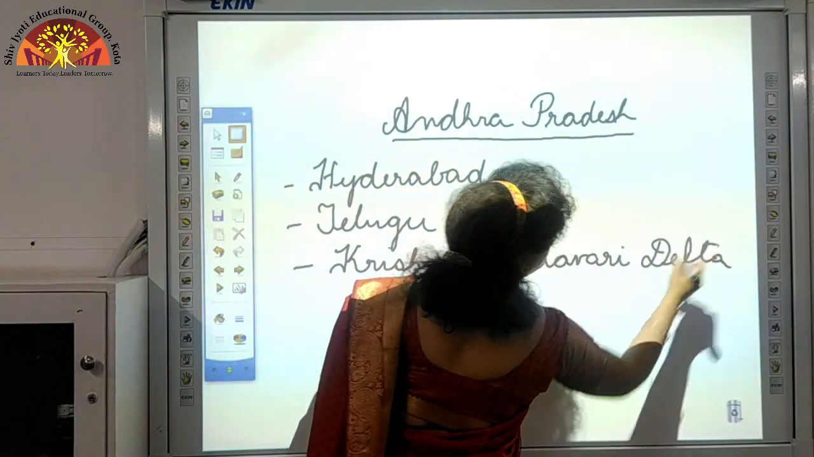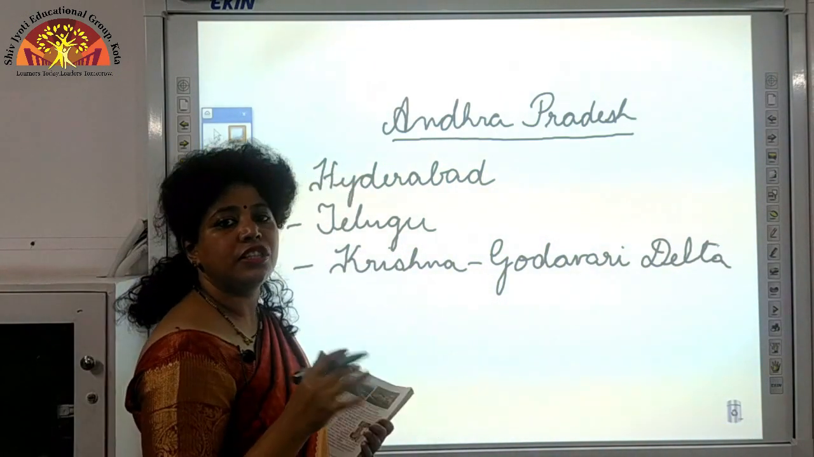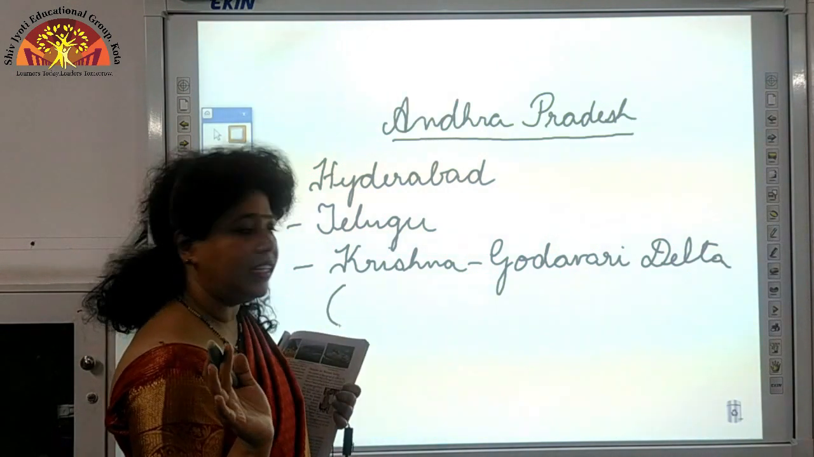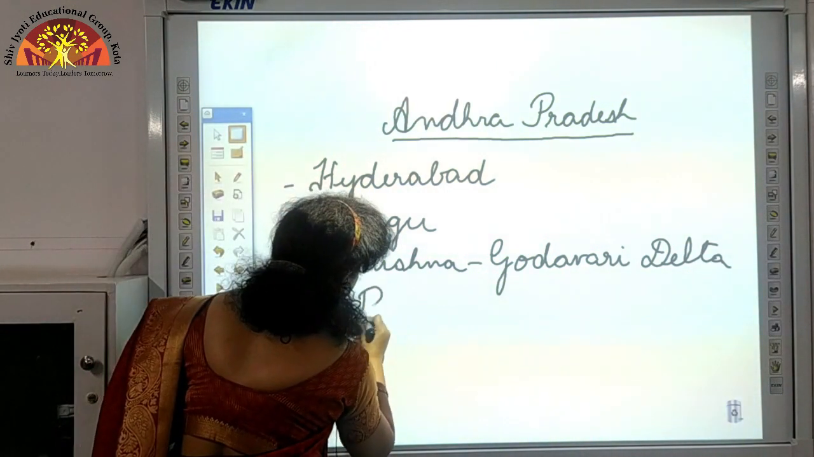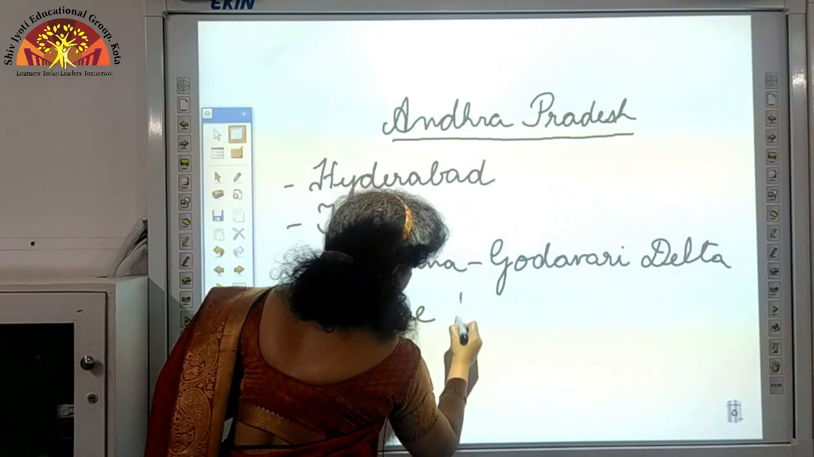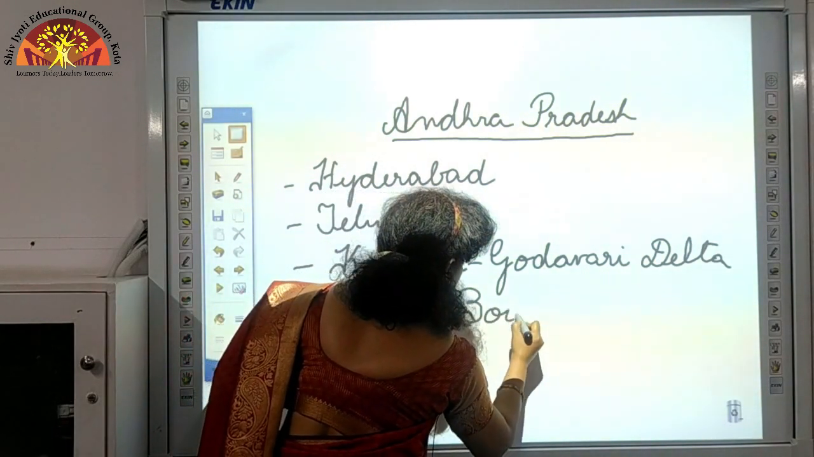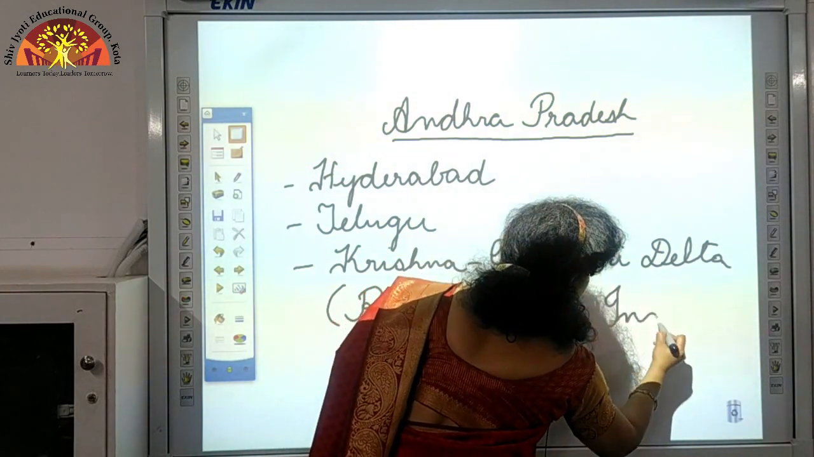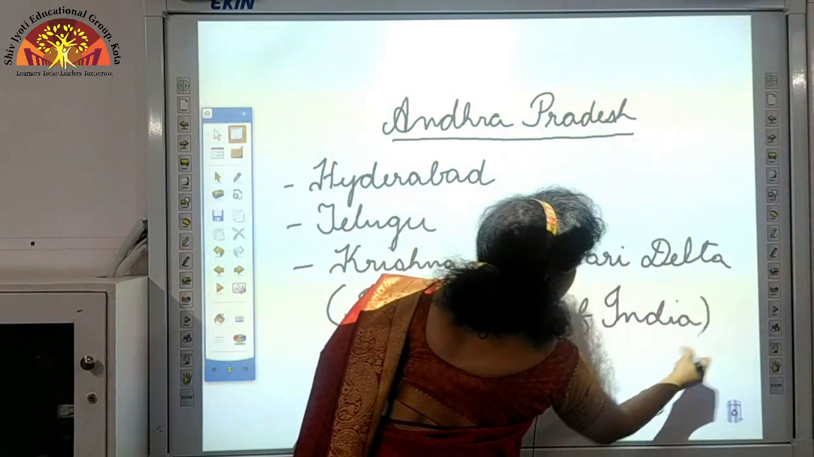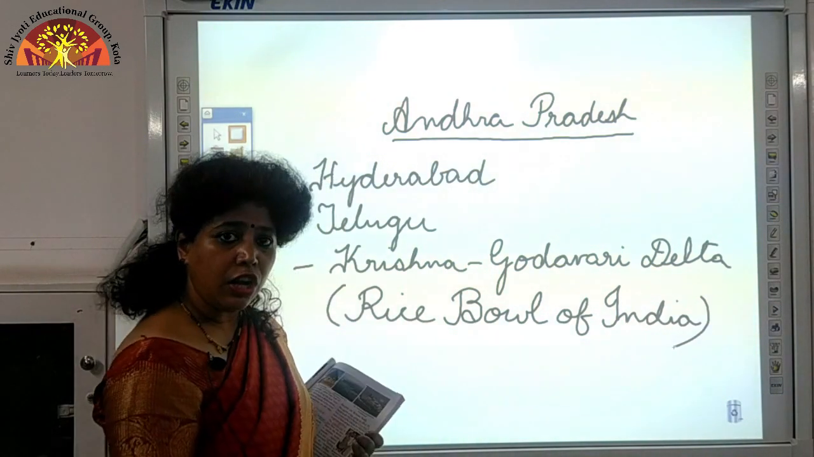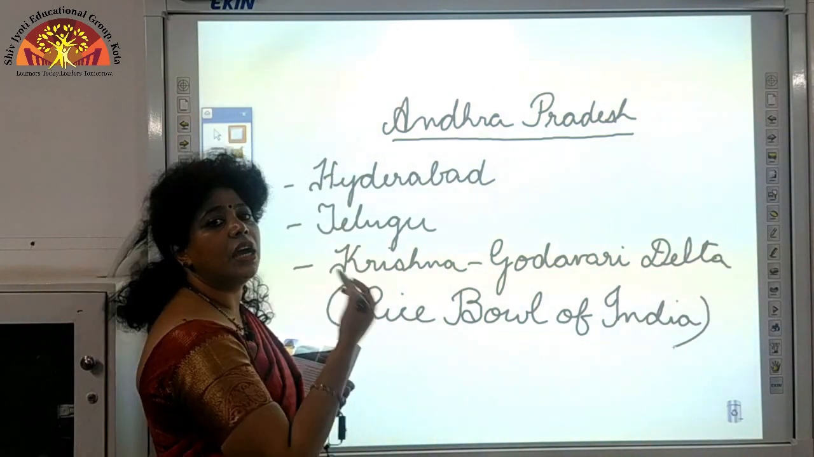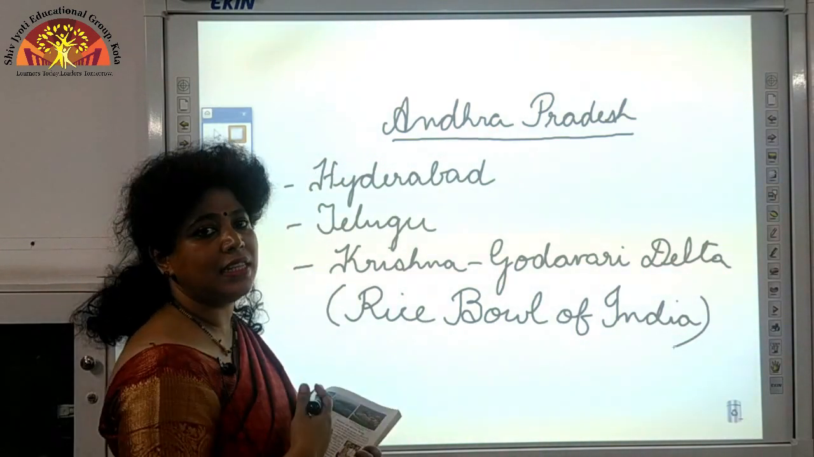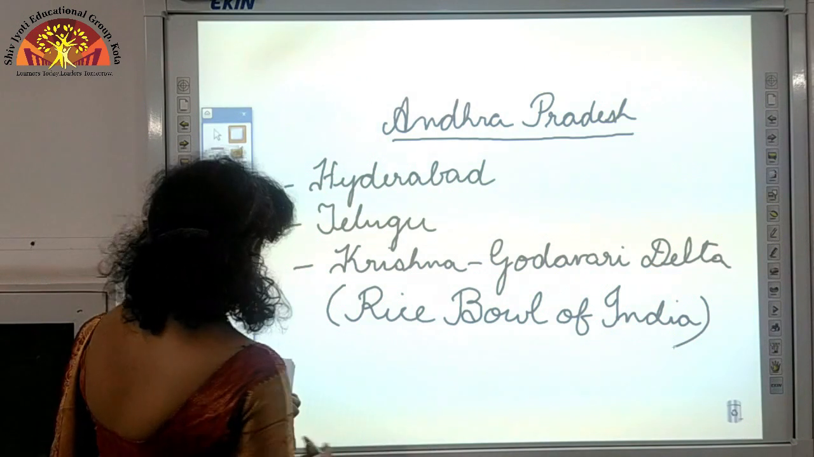And this delta is one of the largest producers of rice in our country, and hence the Krishna Godavari Delta region is called the rice bowl of India. So, if I ask you which is the rice bowl of India, the answer is the Krishna Godavari Delta region, because it is the largest producer of rice in our country.